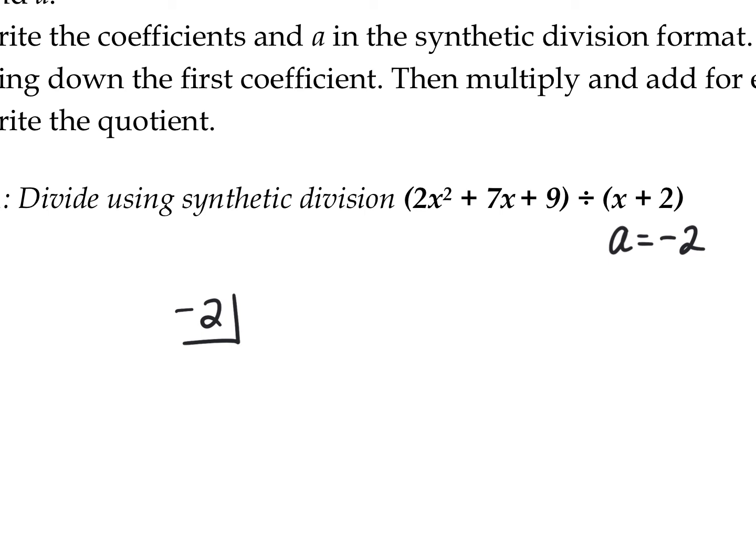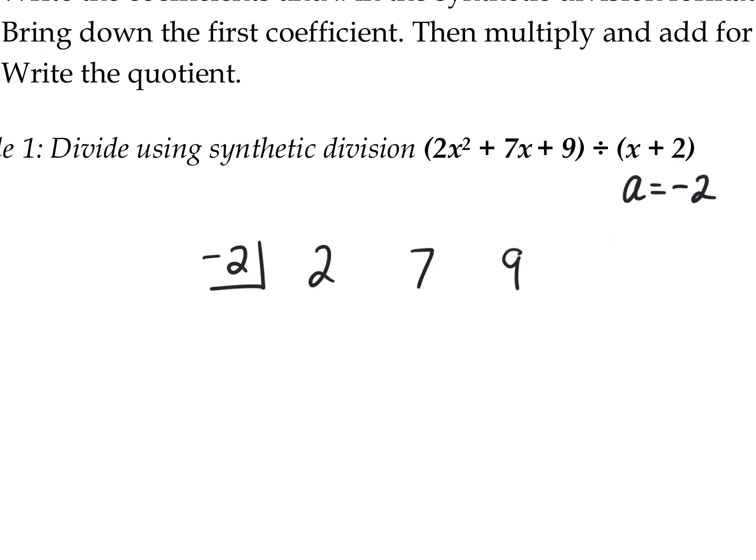Then we are going to take our coefficients, 2, 7, and 9, and list those out as well. We're going to draw an arrow and a horizontal line just like this. So this is the setup for synthetic division. I know it's foreign and strange. As class left last period, almost unanimously, everybody preferred synthetic division. So just bear with me while we kind of learn the ropes here.